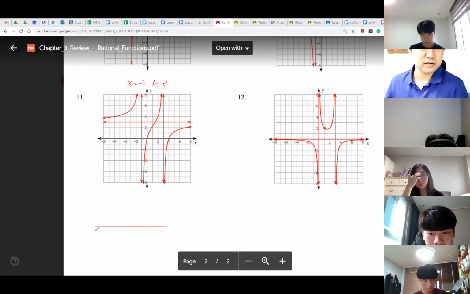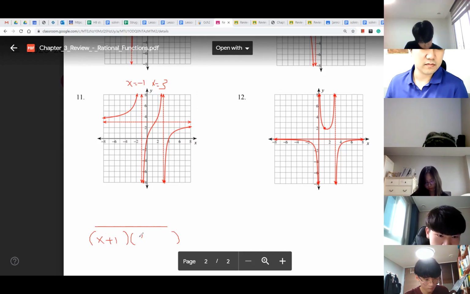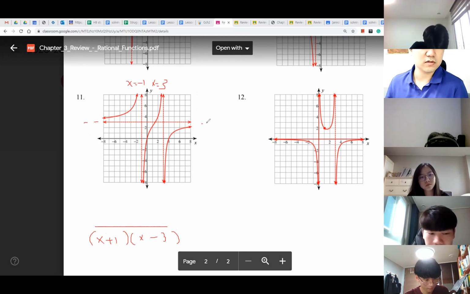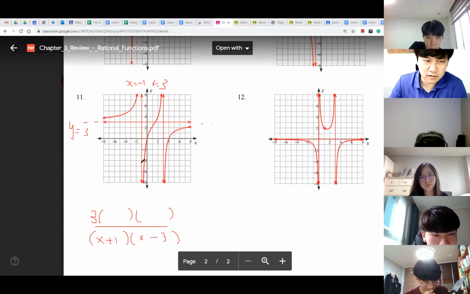That means what has to be in the denominator? x plus 1 and x minus 3. Okay. All right, Jessica, next one. Horizontal asymptote at y equals 3. So that means we have to have a 3 here, and we have to have x to the second degree here. Okay, next hint, Jessica?